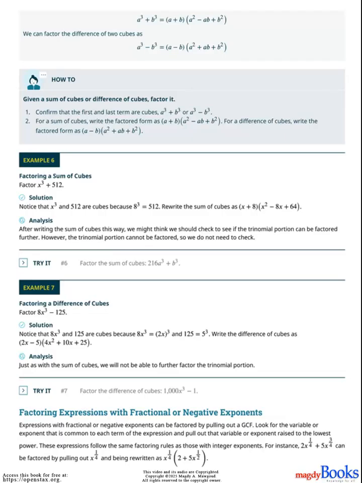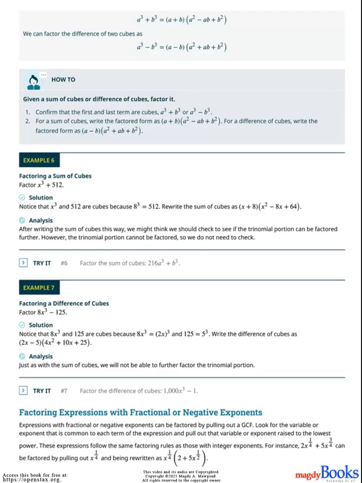1.5.7. Factoring expressions with fractional or negative exponents. Expressions with fractional or negative exponents can be factored by pulling out a GCF. Look for the variable or exponent that is common to each term of the expression and pull out that variable or exponent raised to the lowest power. These expressions follow the same factoring rules as those with integer exponents.